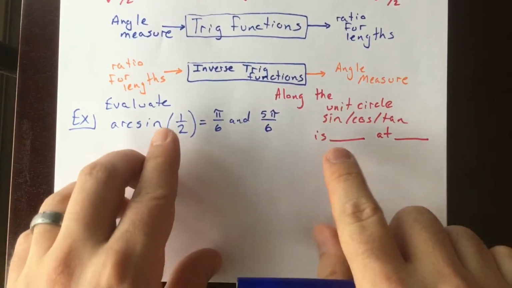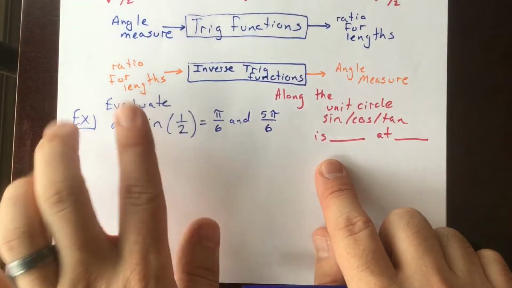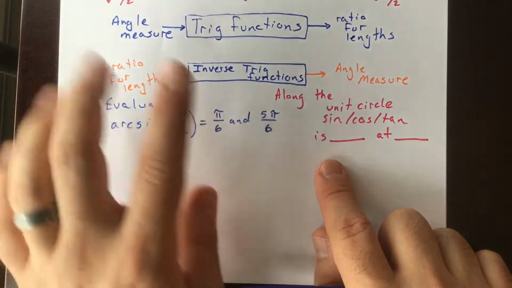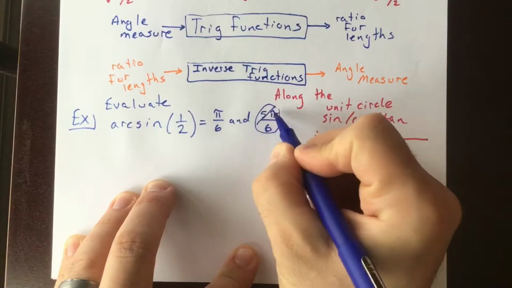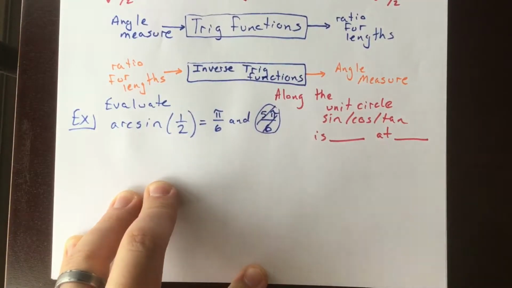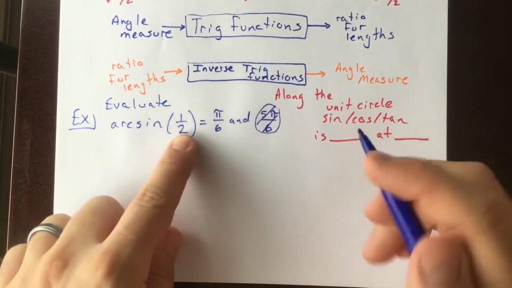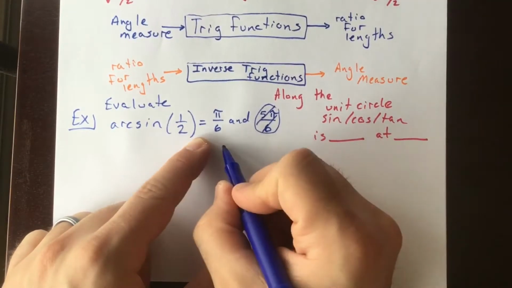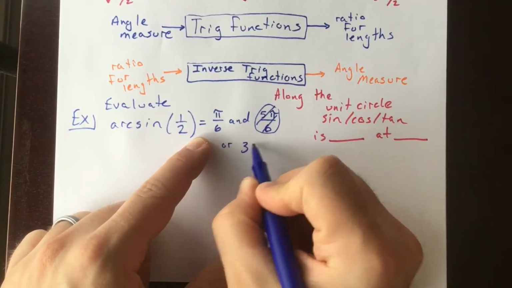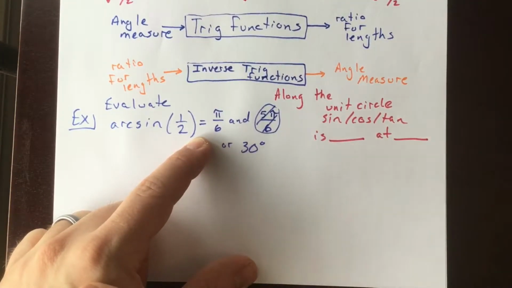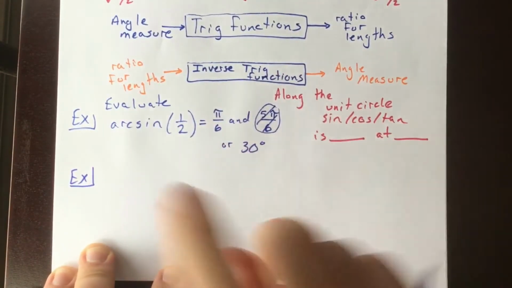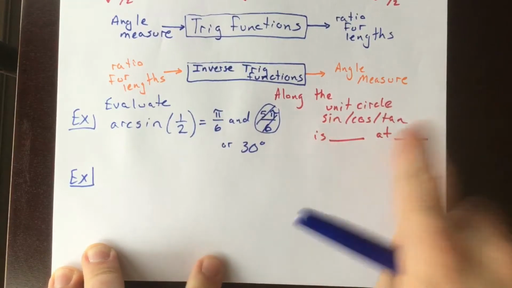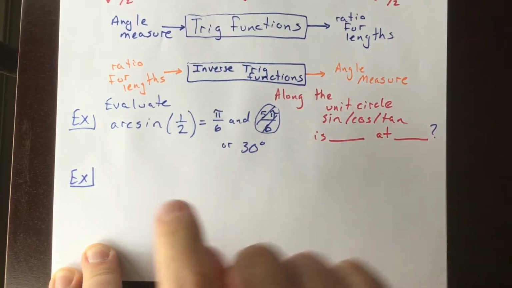But knowing the range of arc sine, we are only within quadrants 1 and 4, so we would disregard this value, and we would say that the arc sine of 1/2 is pi over 6, or in degrees, this would be 30 degrees. So let's try another. I feel like the key to success is asking ourselves this question every single time.